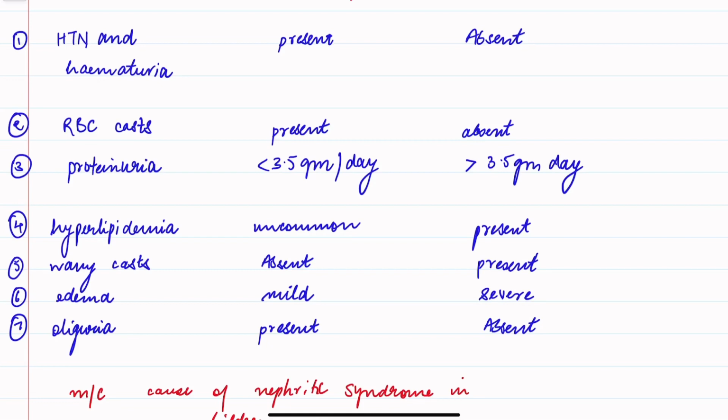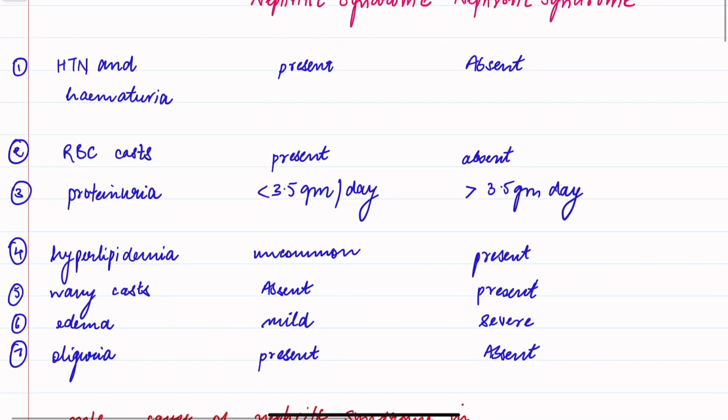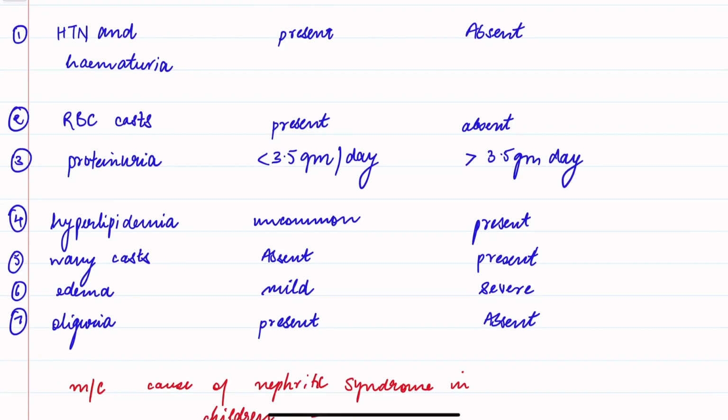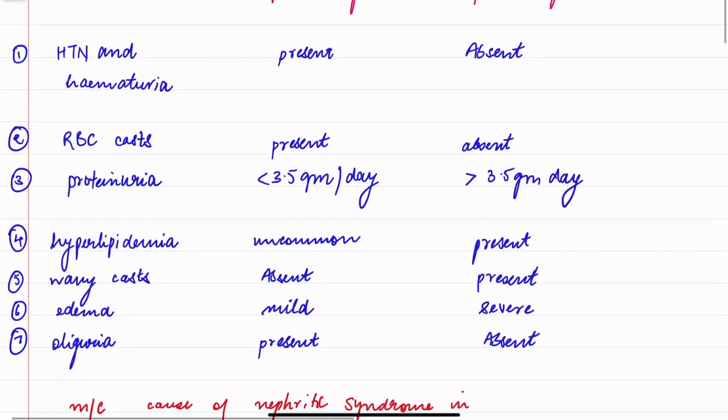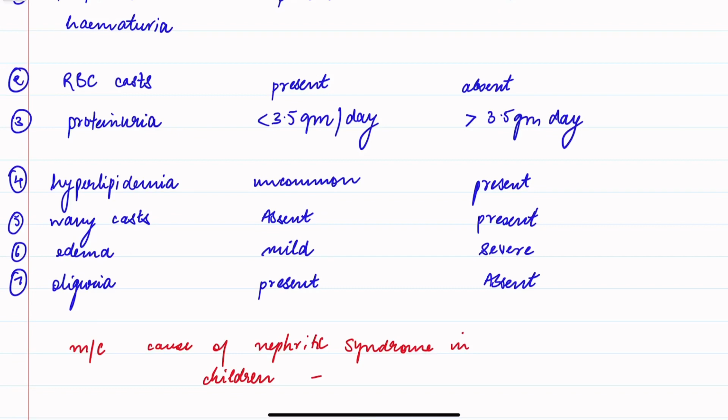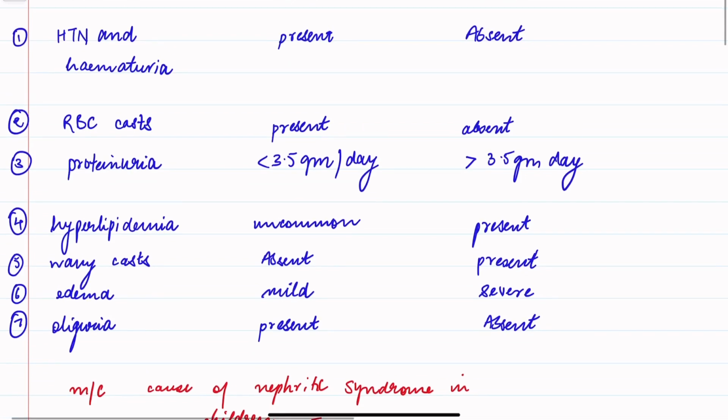Proteinuria will be less than 3.5 gram per day in nephritic syndrome and more than 3.5 gram per day in nephrotic syndrome. Hyperlipidemia is uncommon in nephritic syndrome and it is present in nephrotic syndrome. Waxy casts are absent in nephritic syndrome and present in nephrotic syndrome. Edema is mild in nephritic syndrome and severe in nephrotic syndrome. Oliguria is present in nephritic syndrome and absent in nephrotic syndrome.